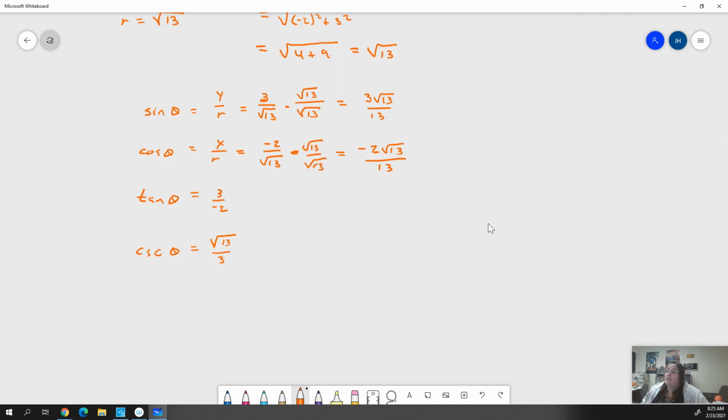We won't have to rationalize secant either, because secant is going to be r over x, right? So it's going to be radical 13 over -2. And then when we get to cotangent of theta, it's just the inverse of tangent, so it's just -2 over 3. So keep that in mind when you have those r's in the denominator. If it's not a perfect square, you've got to rationalize that denominator, right? Can't have your square root in the denominator.